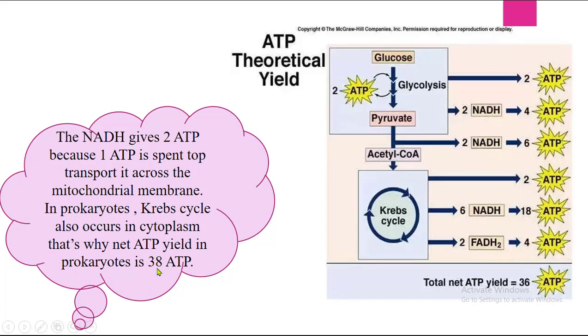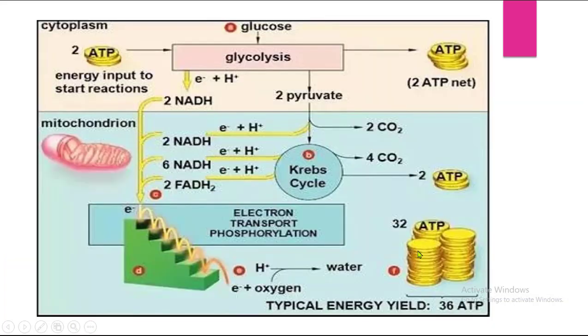In prokaryotes, I repeat, it's 38, because in prokaryotes glycolysis, oxidation of pyruvate, the Krebs cycle and the electron transport chain all take place in the cytoplasm. However, in eukaryotes, glycolysis takes place in the cytoplasm and the rest of the processes take place in the mitochondria.